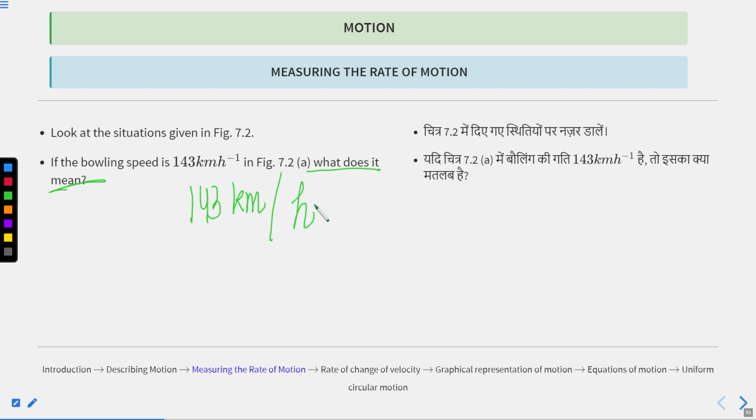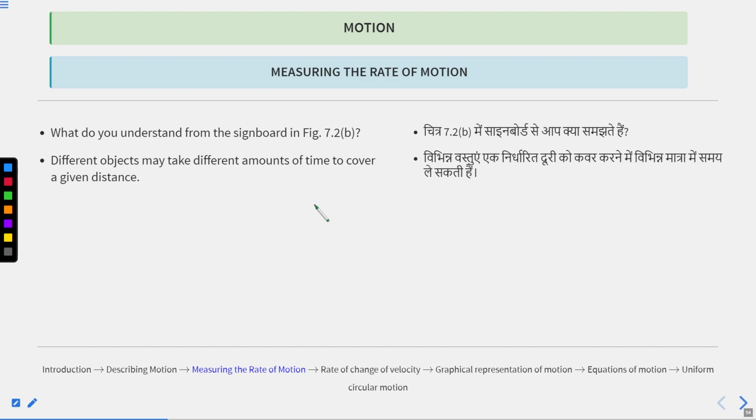143 kilometers per hour. It means that if you throw that ball with the speed of 143 kilometer per hour, that ball will cover 143 kilometer in 1 hour. And what does that signboard symbolize? That speed limit is 50 kilometer per hour.